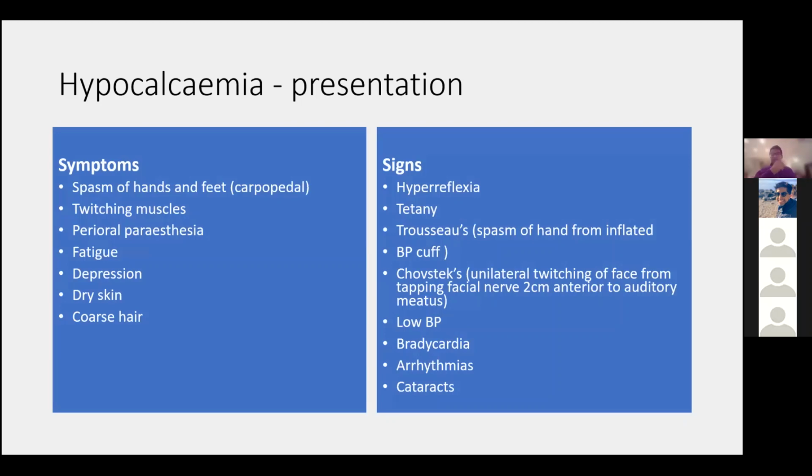Trousseau's sign is where you inflate a BP cuff and they get a hand spasm. Chvostek's sign is where you tap the facial nerve on the face and you get twitching of the face on that same side. They may have arrhythmias, bradycardia, low blood pressure, and they're prone to cataracts.